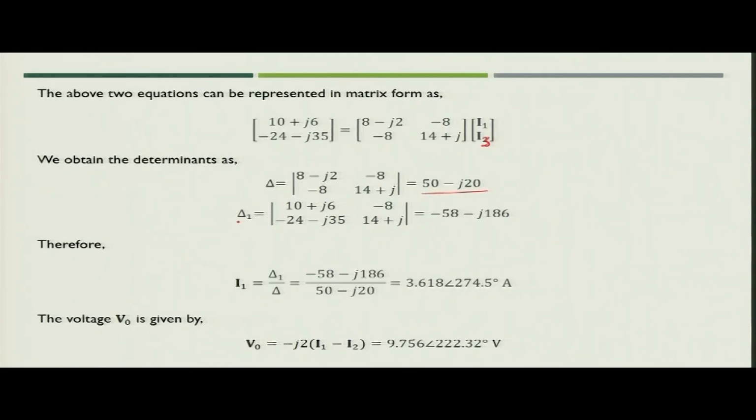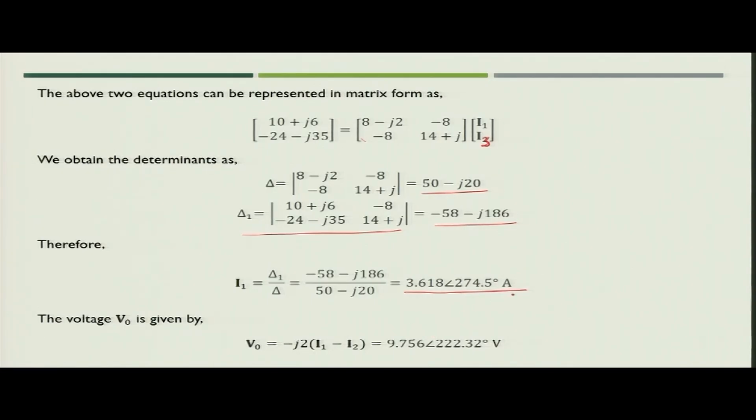To find out the value of delta 1, what you will do? You will replace this particular column with this. So, this will become 10 plus j 6 and minus 8, then minus 24 minus j 35 and 14 plus j. So, when you find the value of determinant, you will get minus 58 plus j 186. So, now to find out the value of I1, you will find delta 1 divided by delta. If you put the values, you will get the current I1 as 3.618 angle 274.5 degree ampere.